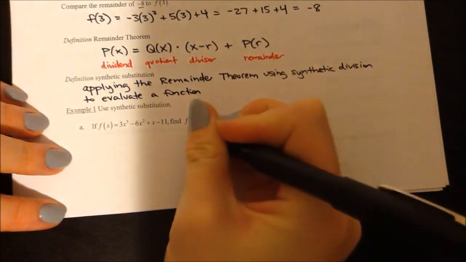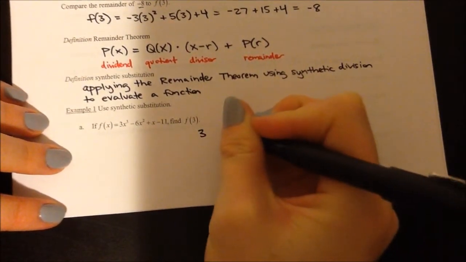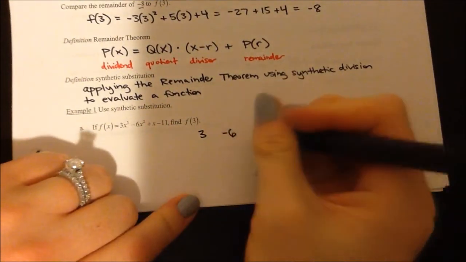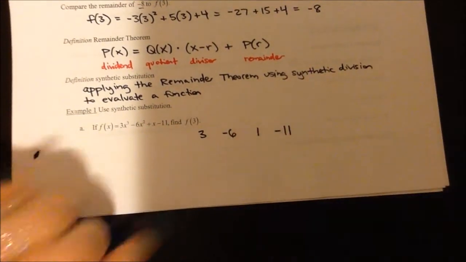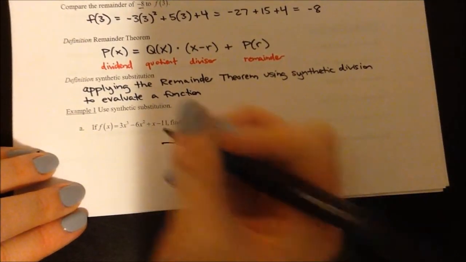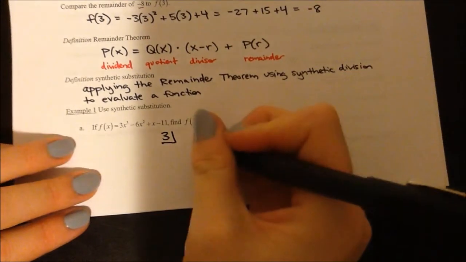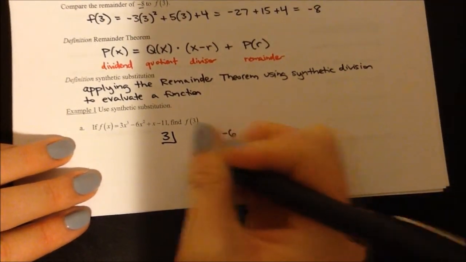So we line up our coefficients. We've got a 3x squared, a negative 3x cubed, negative 6x squared, a 1x, and then a negative 11. And in our little box is where we're going to put the 3. All right, so follow the substitution here. We bring down a 3.